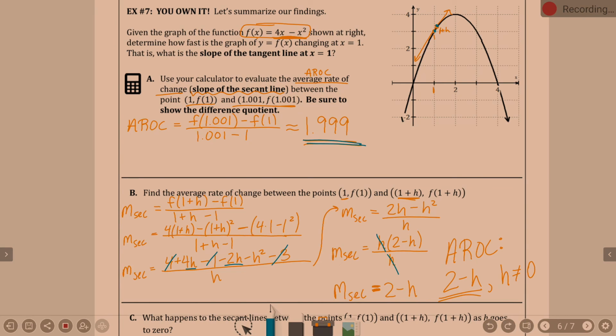Okay, so this is us looking at the limit here. The limit as h approaches 0. So as those 2 points are becoming 1, basically, that limit is going to become 2, or the slope is going to become 2. Okay, that's what that one was saying.